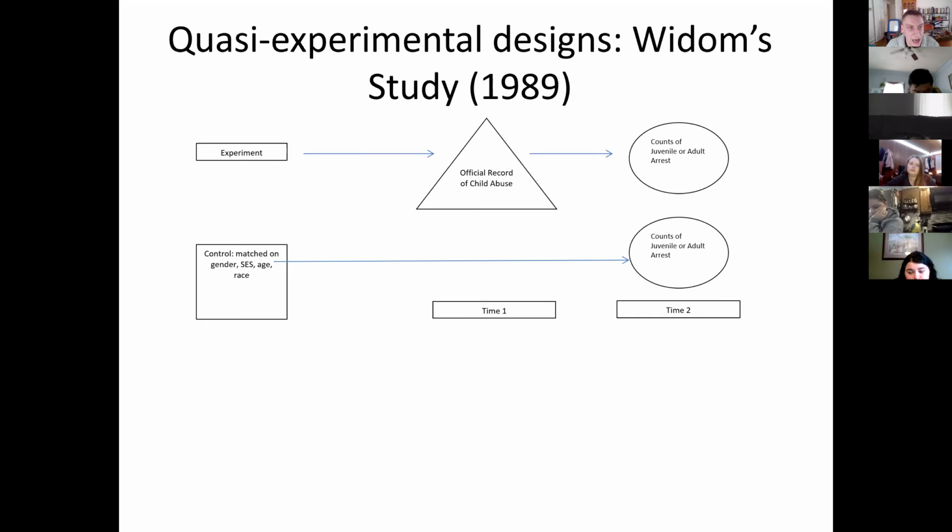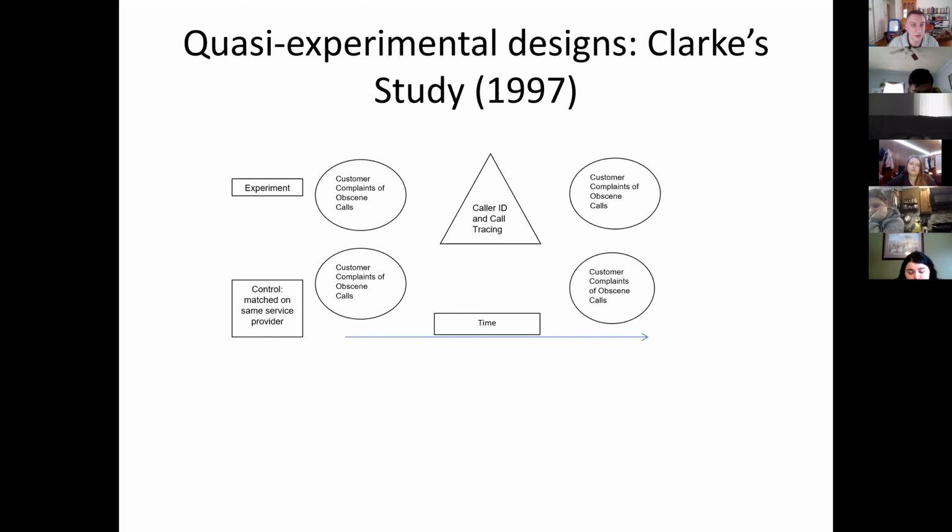But this is an example of her controlling for everything, in the sense that she's matching these people on everything, and the only thing that's different is whether or not they have an official record of child abuse.